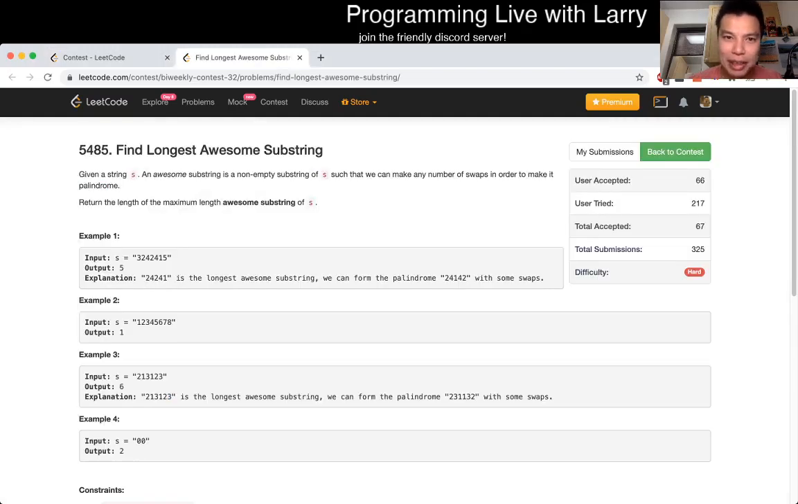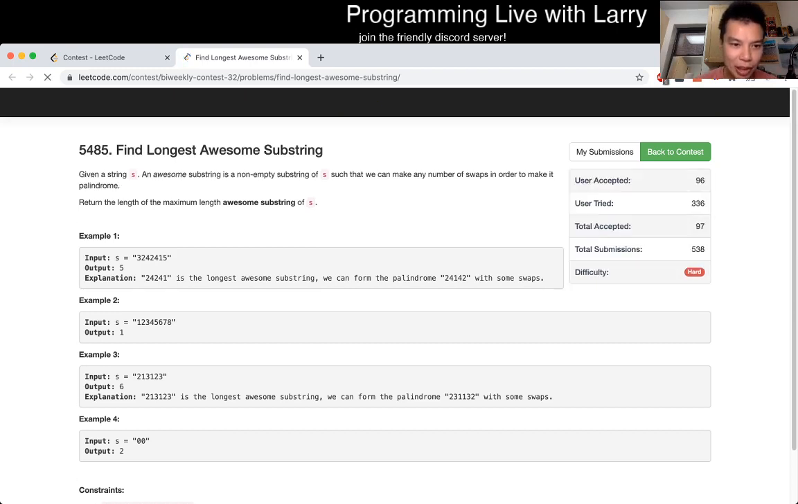This is me going over Q4 of the recent bi-weekly contest, Find Longest Awesome Substring. So basically, to understand the problem first, let me refresh real quick. You're trying to take any substring and see if it can be a palindrome, right? And then from all those substrings, you take the longest possible one.